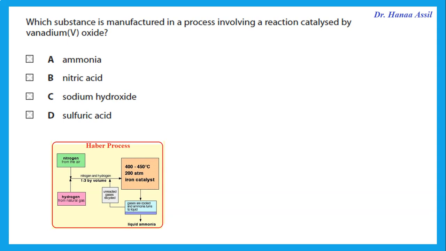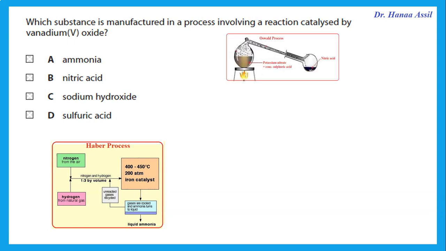He's asking, where do we use vanadium oxide? So please remember, to make ammonia we use the Haber process, and this involves an iron catalyst, not vanadium oxide. To make nitric acid, this is a reaction that does not involve a catalyst from a transition metal at all. It's actually a reaction of potassium nitrate and concentrated sulfuric acid. So this doesn't have the catalyst we're looking for.